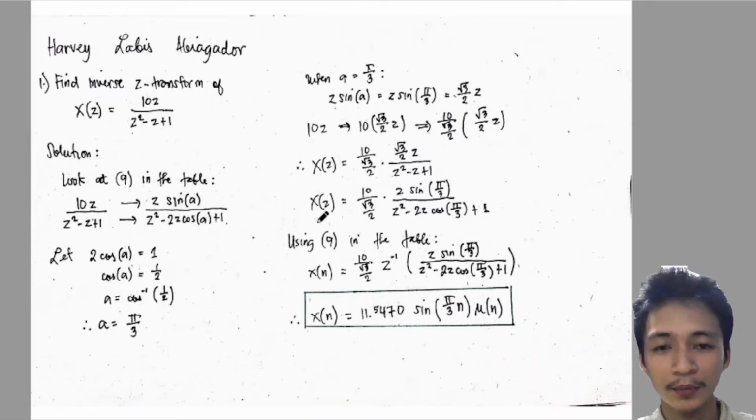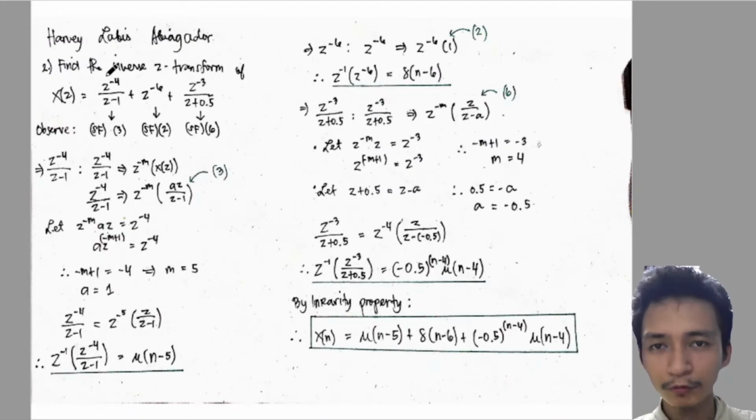So using 9 from the table, we can find the inverse z-transform, which is x of n equals 10 over square root of 3 over 2. So we took out the constant since the z-transform obeys linearity. For this one, if you look at the table, we can say that the inverse z-transform of the given X of z is equal to 11.5470 sin pi over 3 times n u of n.